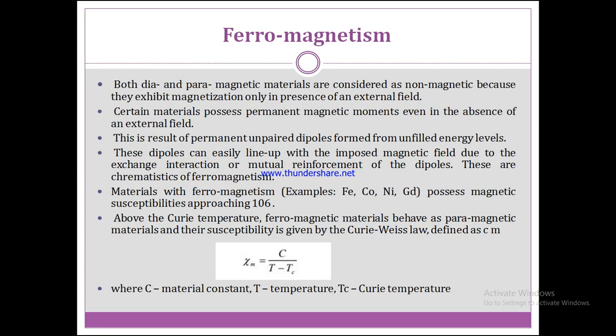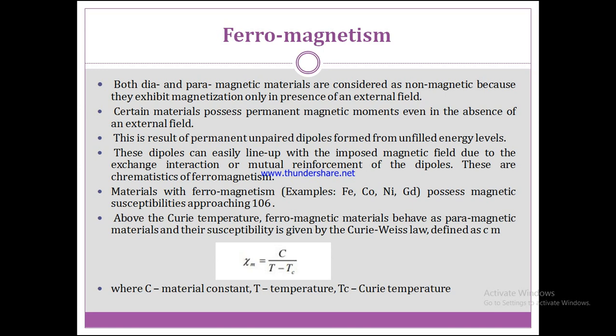Now both the paramagnetic and diamagnetic materials are considered as non-magnetic because they exhibit magnetization only in the presence of an external field. In that, certain materials possess permanent magnetic moments even in the absence of an external field, which result from permanent unpaired dipoles formed from unfilled energy levels. Now these dipoles can easily line up with the imposed magnetic field, and due to that, the exchange interaction of mutual reinforcement of the dipoles, these are characteristics of the ferromagnetic material.